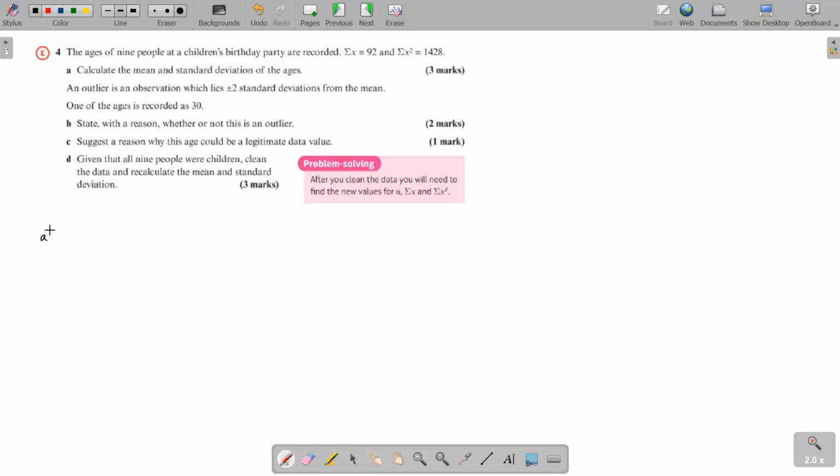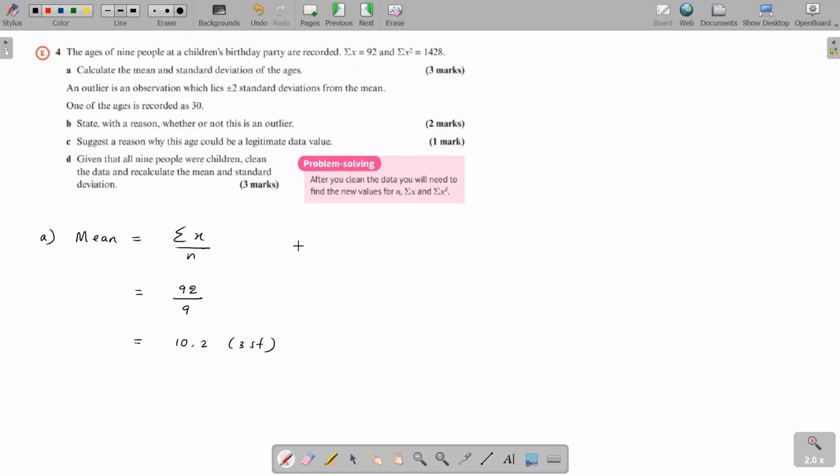How do you calculate the mean? What's the formula? Mean equals, when there is only x, we use the equation sigma x over n. This is the equation we used in chapter 2. So sigma x is 92 over n is 9, because they say there are 9 people at the party. So you are considering 9 data points. How much is 92 divided by 9? The answer, in simplest fraction form, is 92 over 9, which is 10.22, or 10.2 correct to 3 significant figures. Do you agree?